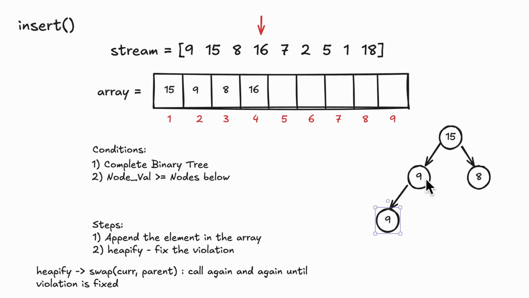Now, why am I appending the 16 over here? Because we know that a complete binary tree will go from left to right. For any level, it will go from left to right, isn't it? We have already seen the definition.